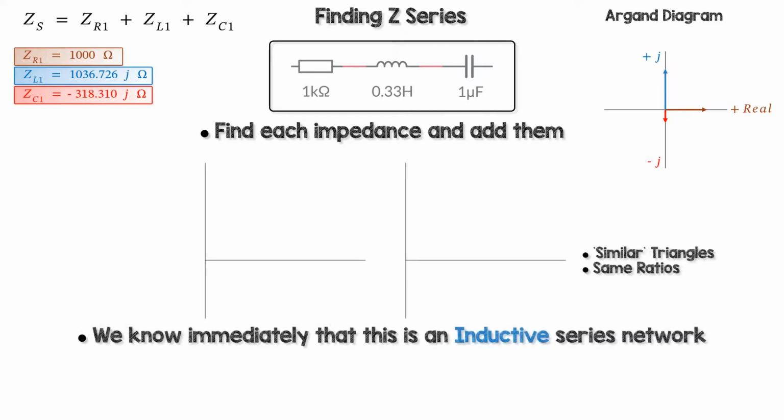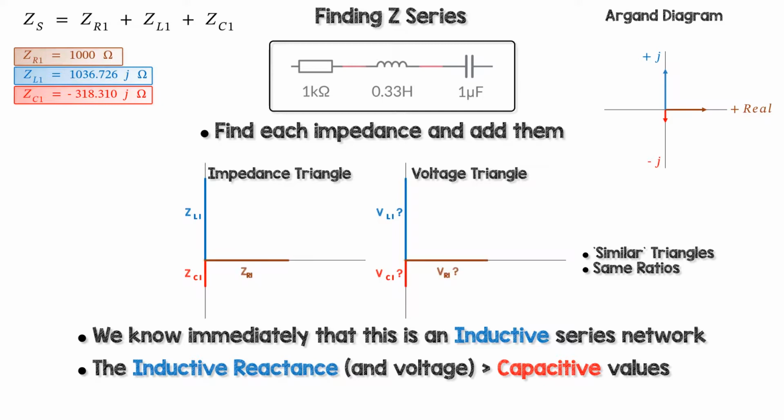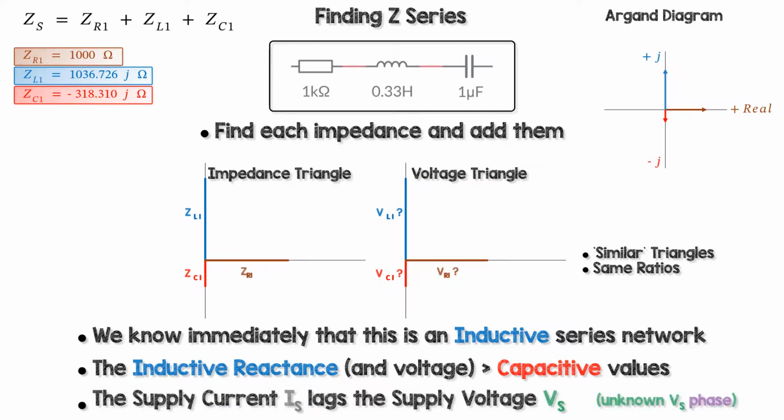We know immediately that this is an inductive series network. The inductive reactance and voltage across it will be greater than the capacitive values because the blue arrow is longer than the red arrow. So this is going to be an inductive network. We've got similar triangles for impedance and voltage, all to the same scale.